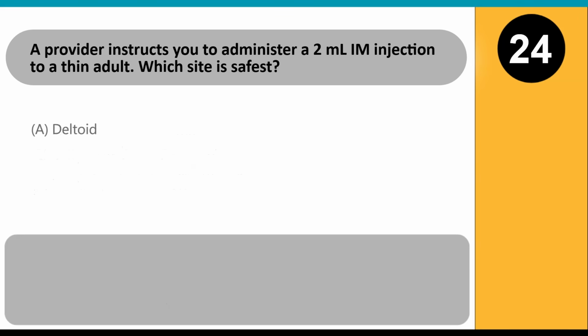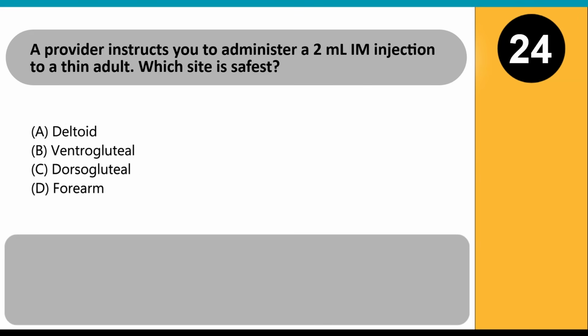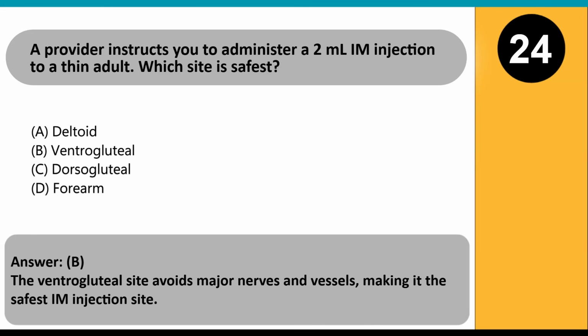A provider instructs you to administer a 2 ml IM injection to a thin adult. Which site is safest? A. Deltoid. B. Ventrogluteal. C. Dorsogluteal. D. Forearm. Answer: B. The ventrogluteal site avoids major nerves and vessels, making it the safest IM injection site.